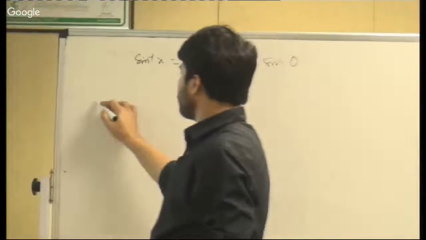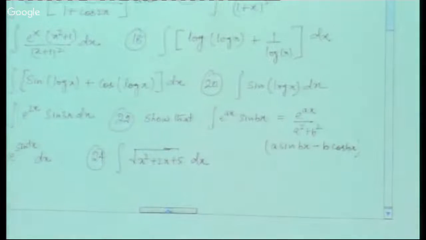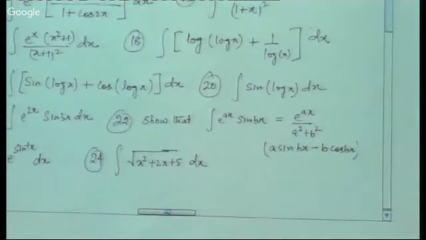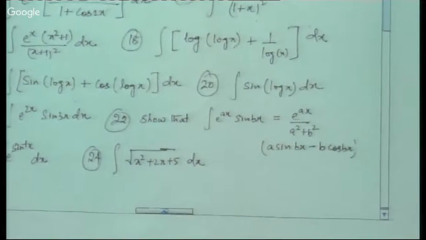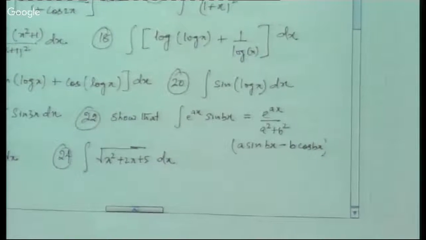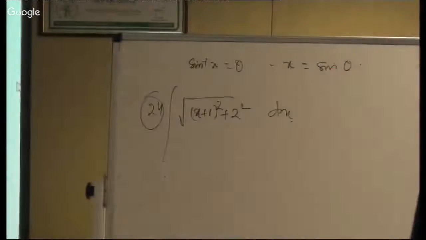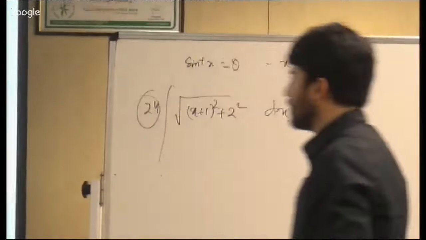Now the 24th, a very easy question. This is nothing but under root of (x plus 1) whole square plus 2 square. I don't have to solve this question. You can solve it with the formula for under root x square plus a square dx, right? Good. Next slide.